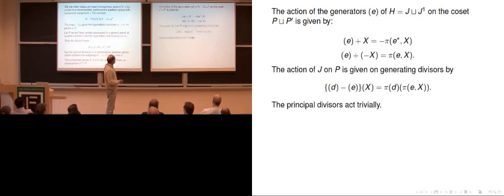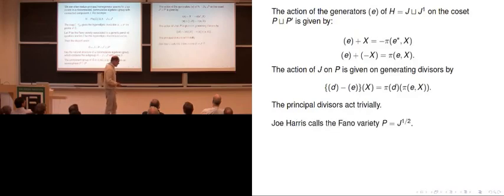And the action of the Jacobian on the Fano variety, when you work it out from this, is the divisor D minus E: first you apply E to the point, then you apply D to the point. And, of course, you have to check that the principal divisors act trivially. So you get an action of the Jacobian.